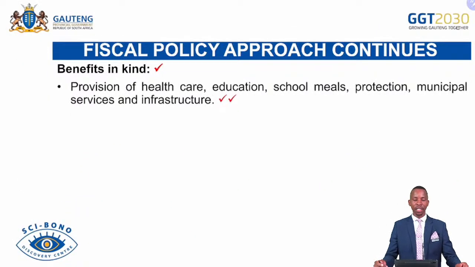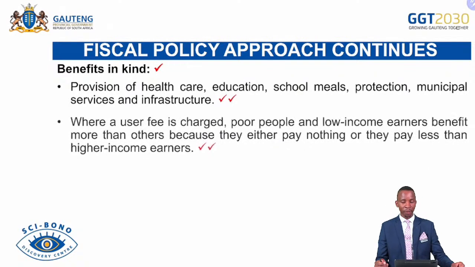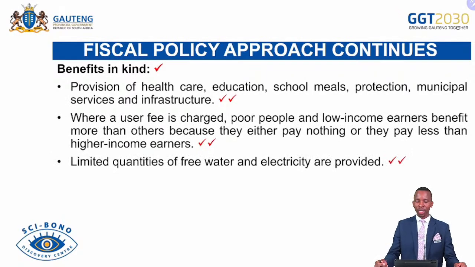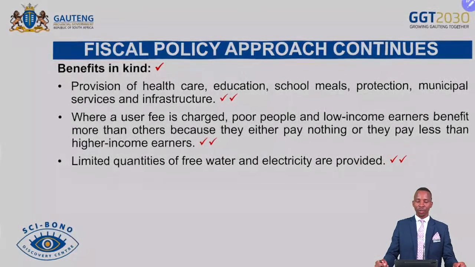Benefits in kind. In this case, we talk about the provision of public goods, which can be collective or community goods. Some of them are believed to be free riders in society because people are not paying anything for them. But in the provision of these goods and services, the poor benefit the most because they either pay less for those that have user charges or they pay nothing at all.